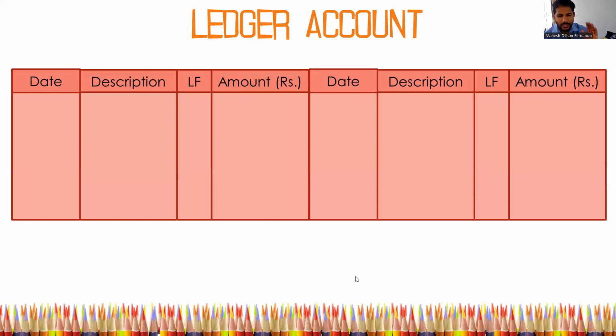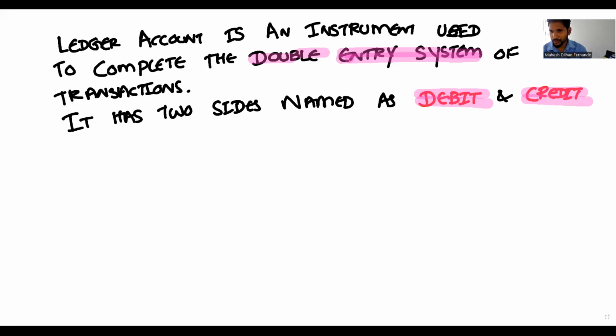What is the order? Date, description, ledger folio, amount. Right? This is how you write the format of a ledger account. So hereafter, if you were asked to draw a ledger account, you have to provide this format. Date column should be there. Description, ledger folio, amount. This is how you draw a ledger account.